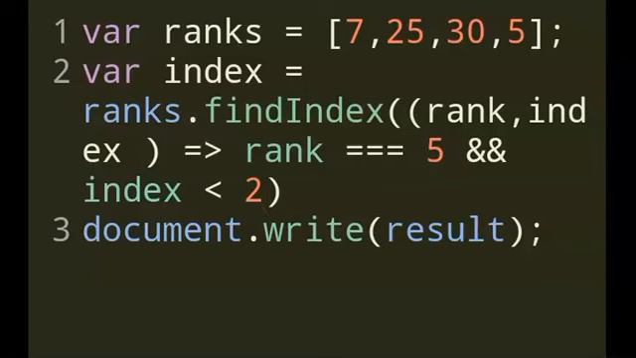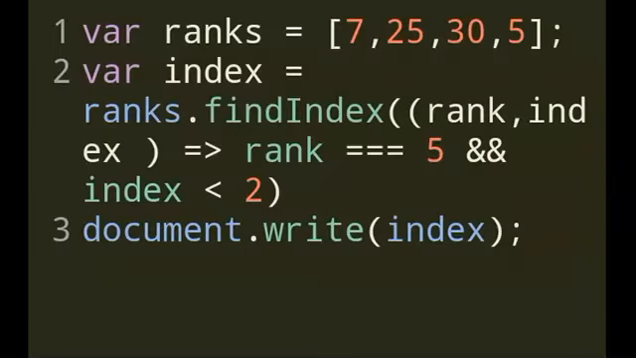So I want the element, here the element is a rank. So I want to first find the index of with two parameters. One is the element itself, which is rank here, and the index. Earlier it was just the element. So the element equal to 5 and index is less than 2. Document dot write, find the document dot print the document dot write index.